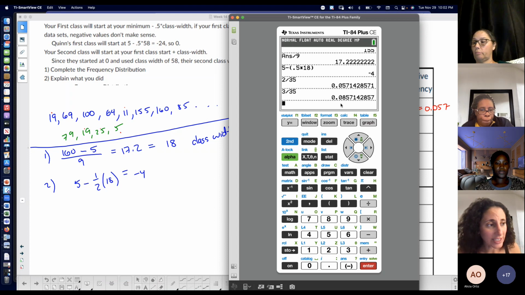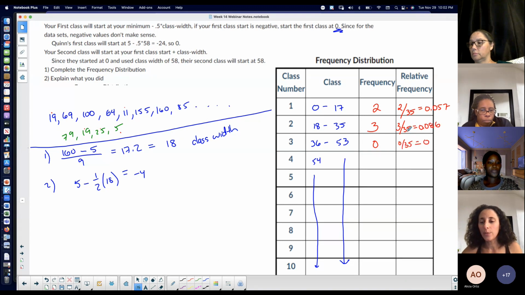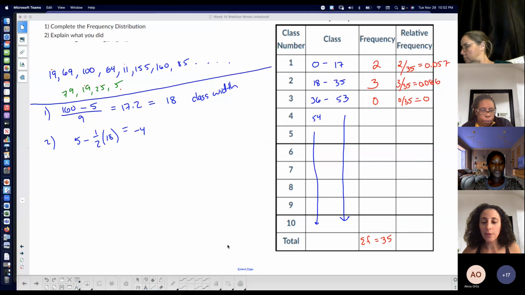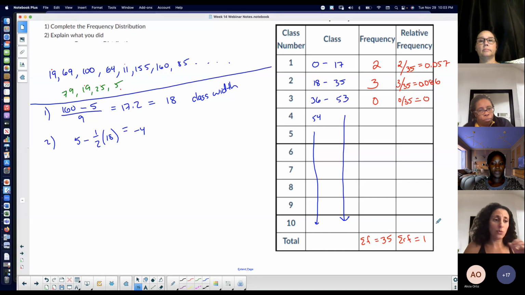I'm going to round to 3 decimals again, 0.086. 0.086. 0 out of 35 is 0. And so on, until I get to the bottom, where the sum of my relative frequency should be equal to 1 or extremely close to 1. 0.99 is okay. 1.01 is okay. If you're further than that, then maybe you made an error in one of these. Maybe you made an error rounding. Double check.